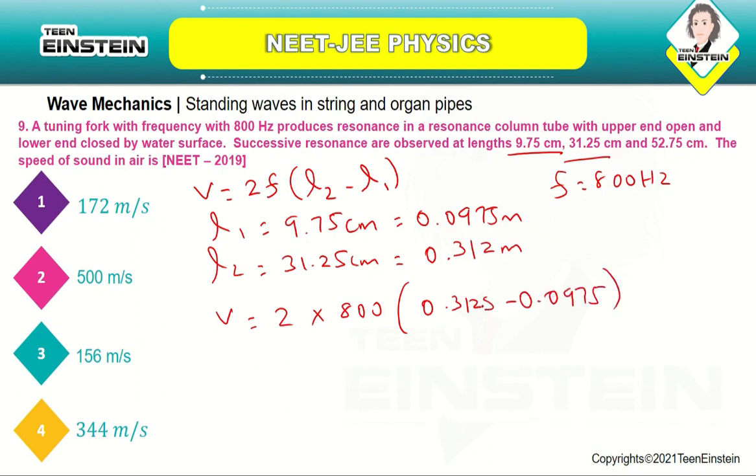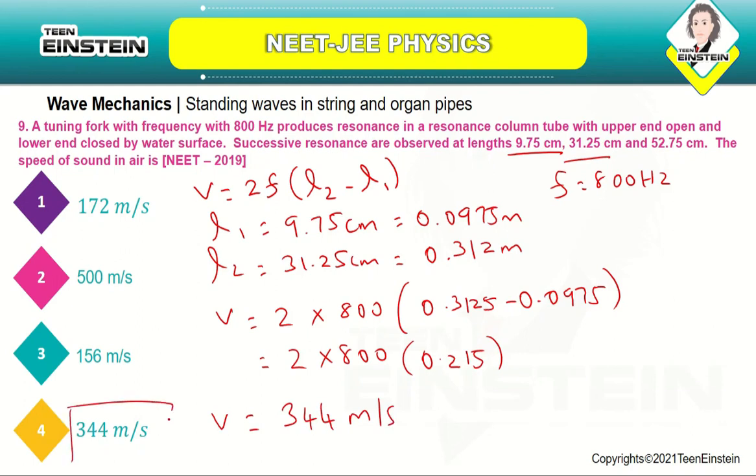0.0975. So if you solve this, 2 into 800 into 0.215, you will be getting the V value as 344 meter per second. So the correct answer is option number 4, 344 meter per second.